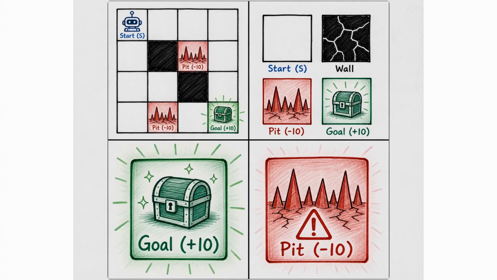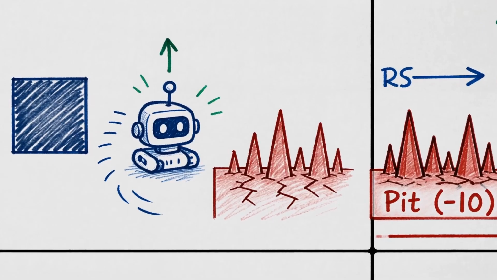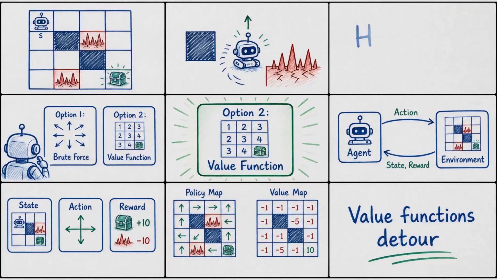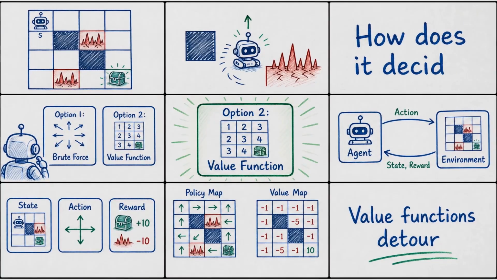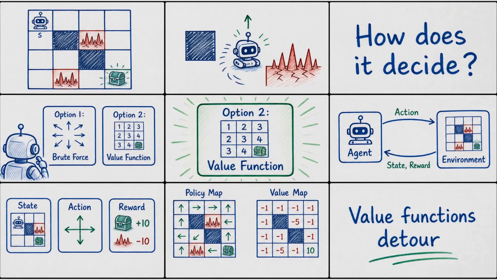A simple robot dropped into a 4x4 grid. Top left is start, bottom right is the goal, worth +10. Scattered around are pits, -10 each, and walls it can't walk through. The robot can move up, down, left or right. Each step costs -1, a small nudge that says, "Don't dawdle, find the goal." How does it decide where to go?